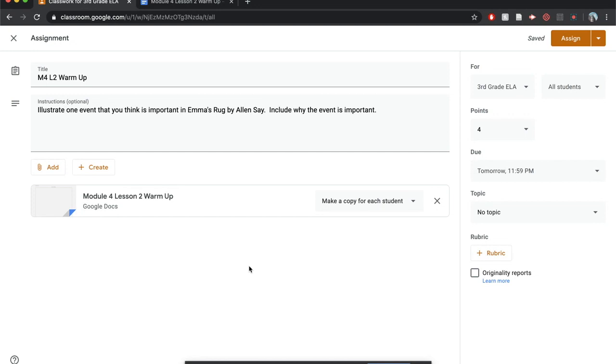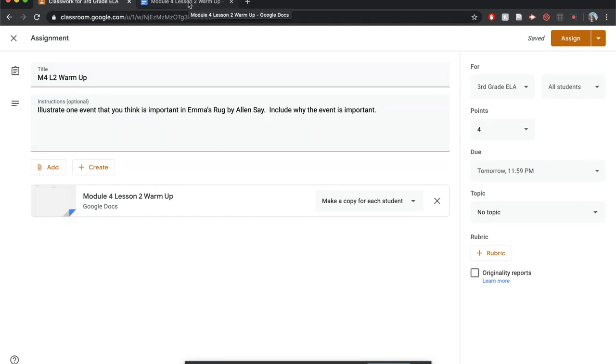But I want you to draw an event in Emma's Rug that you think is important, and then make sure that you answer the question of why you picked that event as important. Okay? And if you don't have a pen or pencil and scratch paper at home, what you can do is just describe the event to me and then write why the event is important for the story.